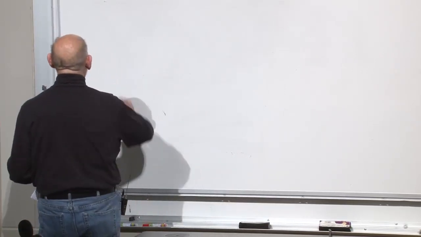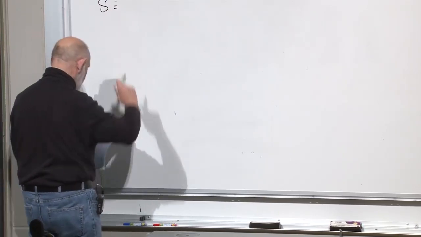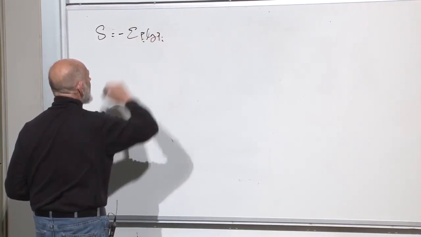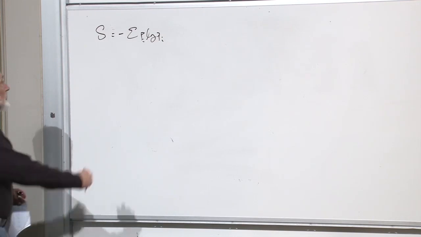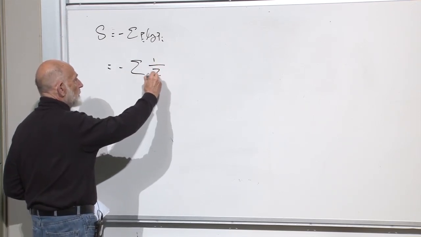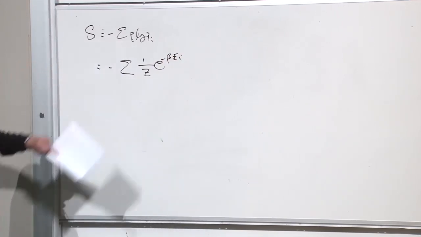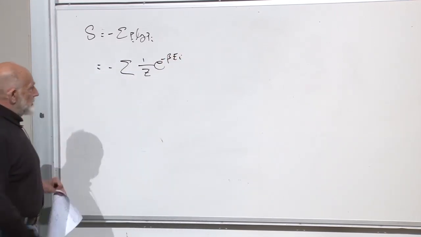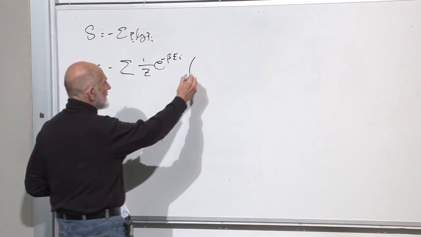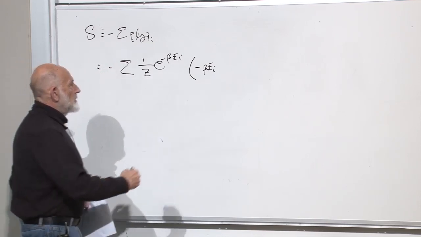All right, the first thing had to do with entropy. And entropy is minus the summation of p_i log p_i. And if the distribution is the Boltzmann distribution, it's minus the summation, where p_i is 1 over the partition function, e to the minus beta times the energy of the ith level, and then the logarithm of p_i. So what's the logarithm of this object here? It's minus beta E_i, minus log Z.